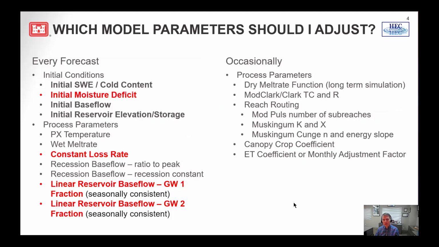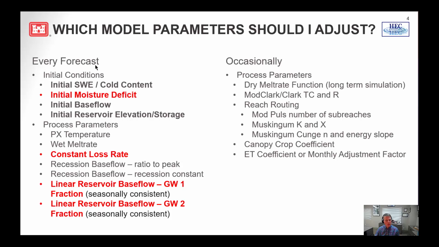All right, so this is the most important slide of this talk. This lays out key parameters, and these parameters are really for most watersheds. Typically you use the deficit and constant loss method, the Clark transform method, linear reservoir baseflow or recession baseflow, and then certain routing methods like Modified Puls, Muskingum, and Muskingum-Cunge.